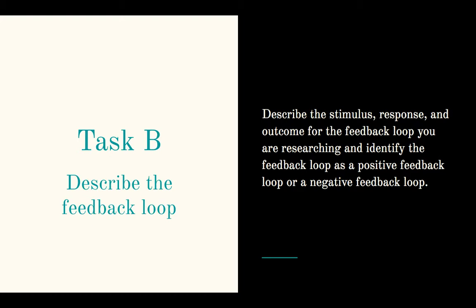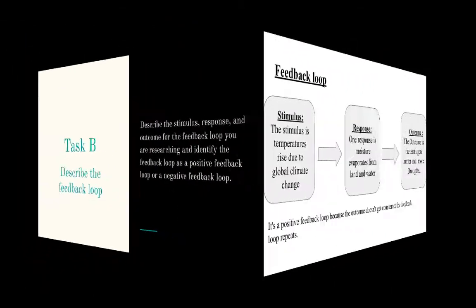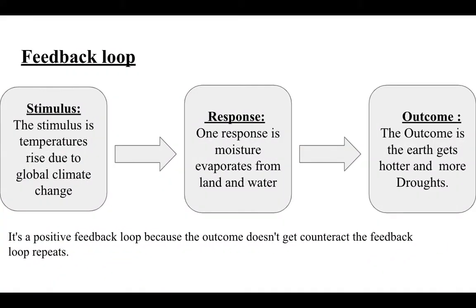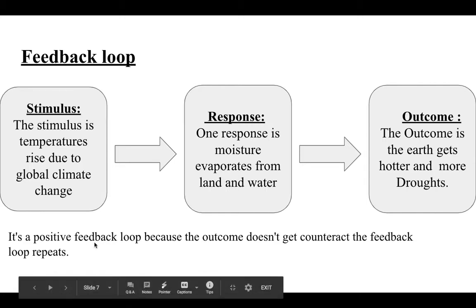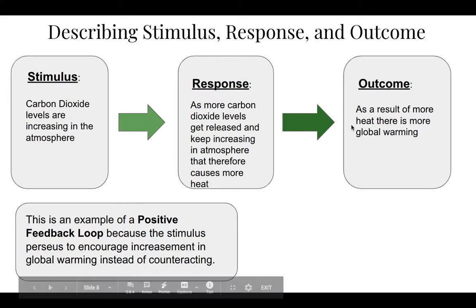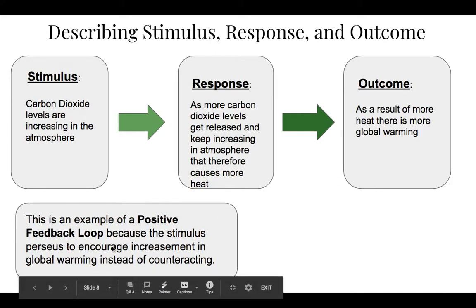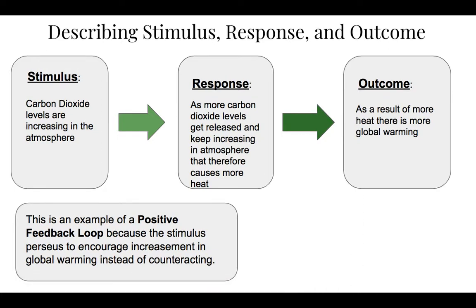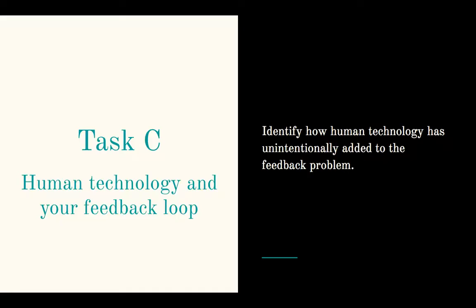This is task B. Once you have your data set, you now have to describe the feedback loop, and I want you to do it in a visual. Here is the visual that we have, where we have a stimulus, response, and outcome. On the bottom is a description of what type of feedback loop it is. Same thing here: stimulus, response, outcome, and then a description of what kind of feedback loop it is and why that is the case. So make sure that you have that in a visual form for task B.